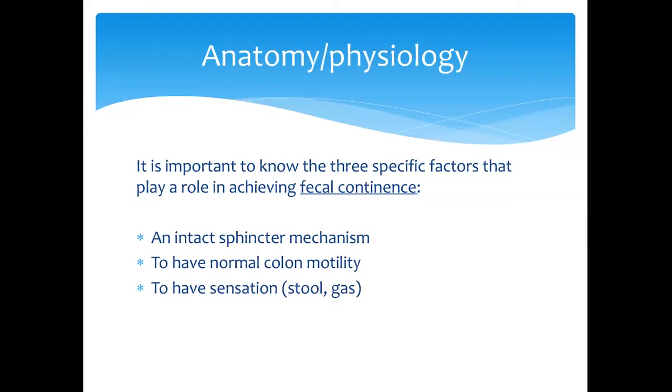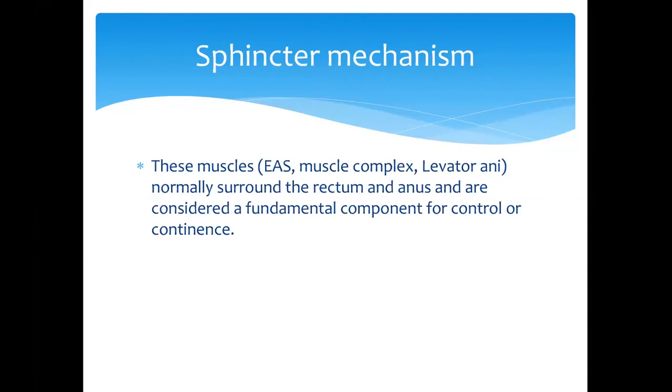For the anatomy, it's very important to know the three important elements in fecal continence. Number one, it's paramount to have an intact sphincter mechanism. Number two is to have a normal colonic motility. And number three is to have a normal sensation for stool and gas. We'll talk about each element in detail.